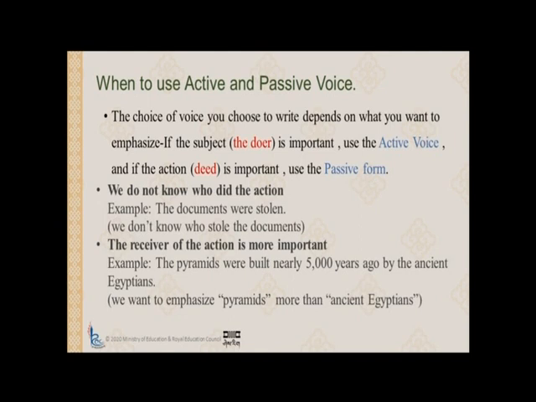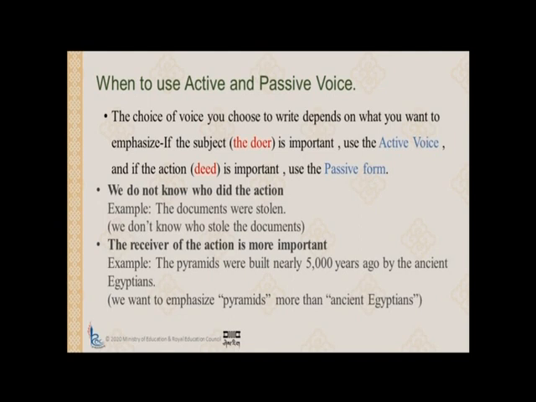The third use of passive voice is when the receiver of the action is more important. When the receiver of the action is more important, again we use passive voice. Example, the pyramids were built nearly 5,000 years ago by the Egyptians. In this example, we want to emphasize pyramids more than the builders, that is the ancient Egyptians. In such cases, we use passive voice.